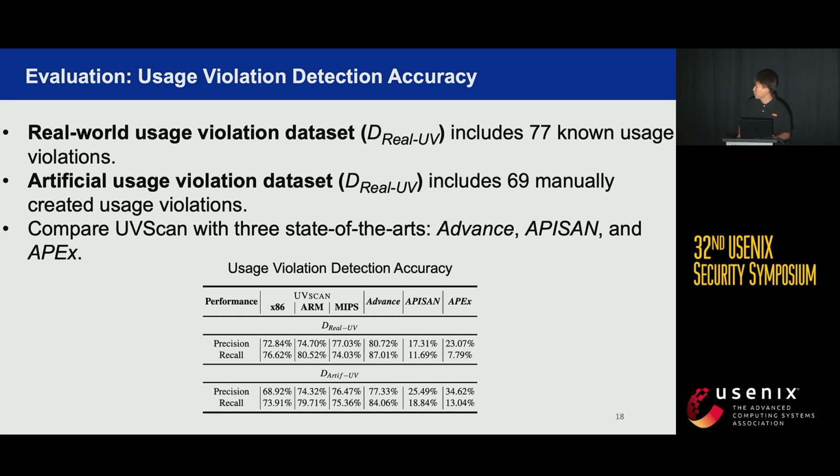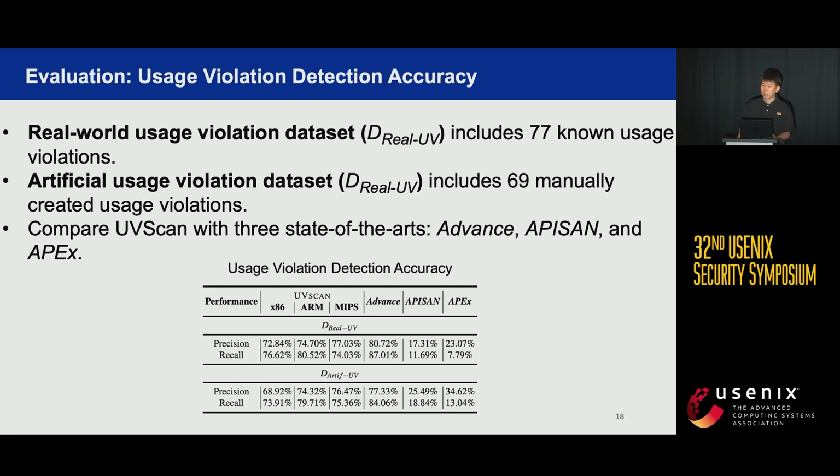Okay, next we evaluate the overall performance of UVScan. We mainly use 2 datasets. The first one includes 77 real-world usage violations. And the second one, we want to enlarge the first one, so we created it. It includes 69 manually created usage violations. And we also compare UVScan with 3 systems: Advanced, API-SCEN, and Apex. These 3 systems are performed on the source level, while UVScan performs on the binary level.